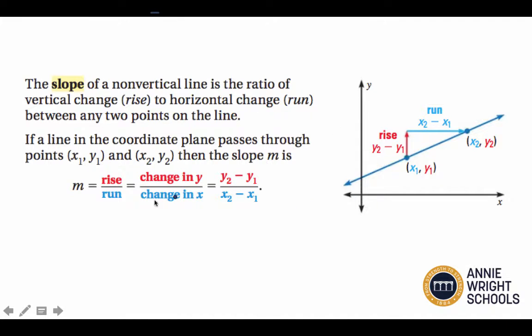Slope of a non-vertical line is the ratio of the vertical change, the change in y, over the change in x. So how do you calculate this? By taking the difference of y coordinates and dividing by the difference of x coordinates. It does not matter which y coordinate goes first, just as long as the corresponding x coordinate is first. So you could also say y1 minus y2 over x1 minus x2. Notice it says non-vertical line because a vertical line has an undefined slope. The reason for that is the change in x is 0 and you can't divide by 0.